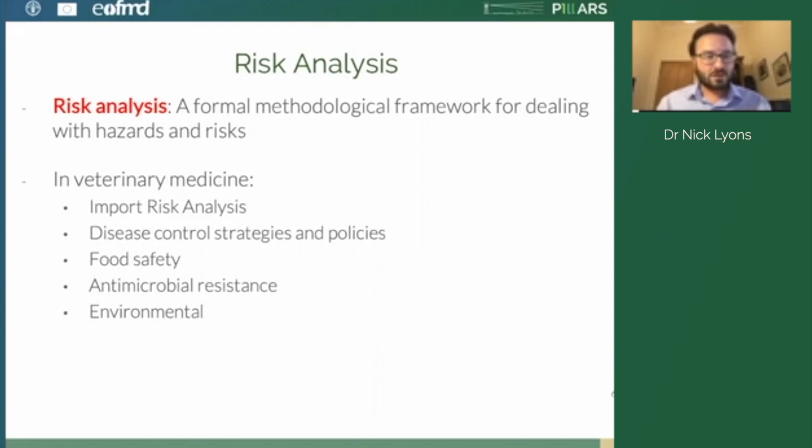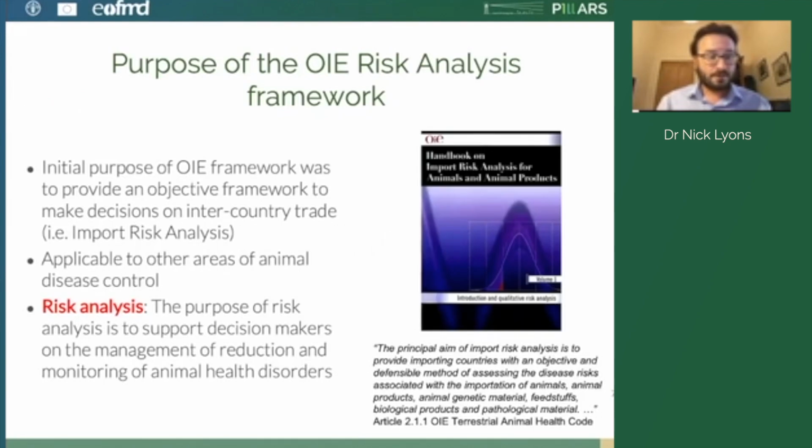That's what we're discussing today, how risk analysis is used in different ways in relation to animal health. The initial purpose of the OIE risk analysis framework was to do with import risk analysis, to provide an objective framework to make decisions on inter-country trade. But like I say, this approach is applicable to other areas of animal disease control. The purpose of risk analysis is really to provide a supportive framework to decision makers on the management, reduction and monitoring of animal health disorders.